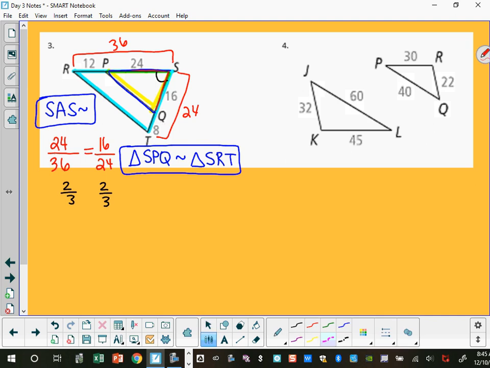All right, look at number 4. What could this possibly be? I have all sides, right? Here. So it could possibly be side, side, side similarity, right? Let's check. 32 matches up with what? With a small triangle. 22. 45 matches up with what? 30. And then 60 matches up with 40. Let's find our proportions.